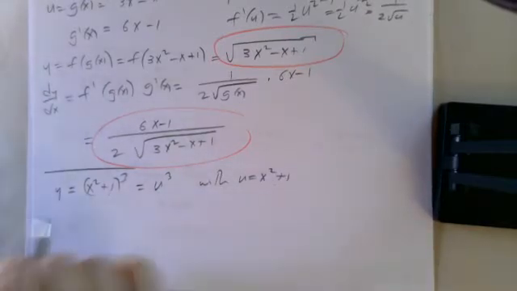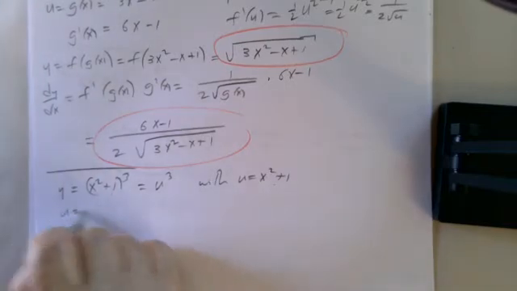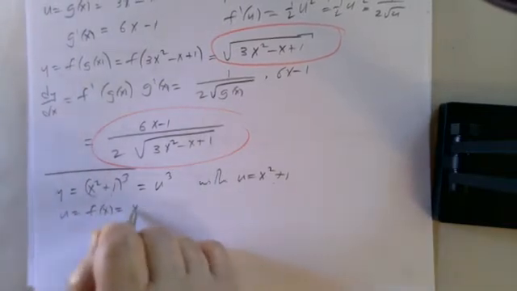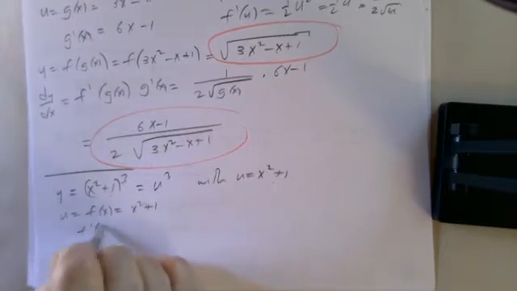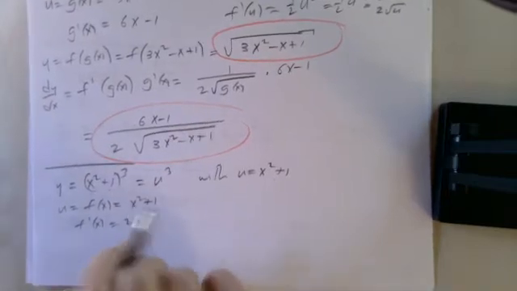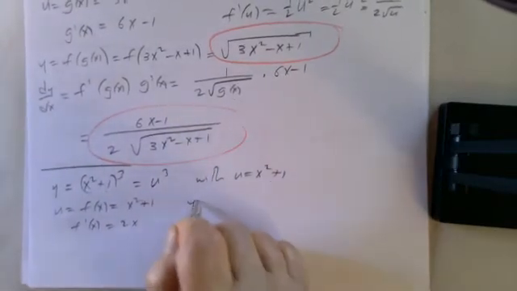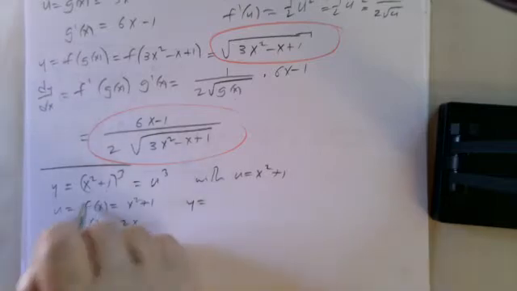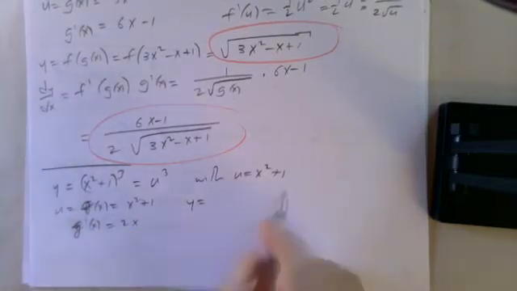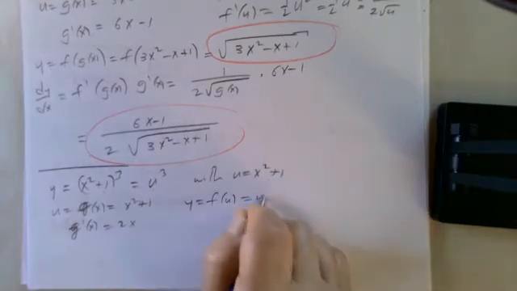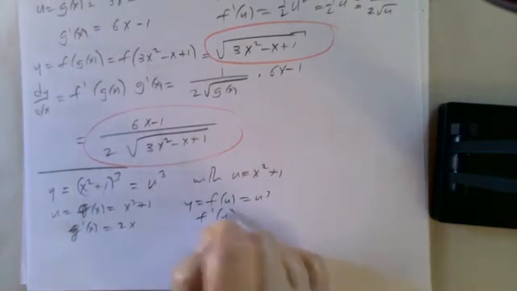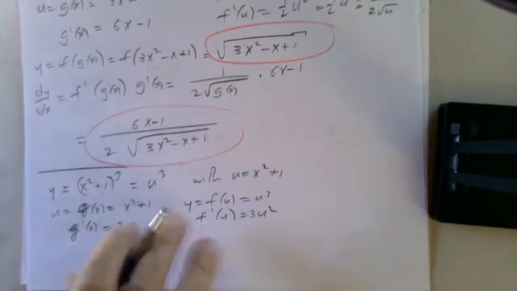So it's like I have u as a certain function of x, namely x squared plus 1, and g prime of x in that case is 2x. And y is some function, sorry, f, my notation. And y is some function of u, which is u cubed. So f prime of u is 3u squared.